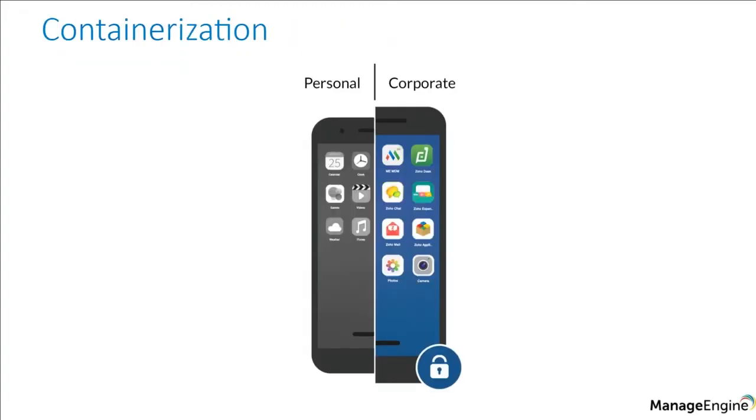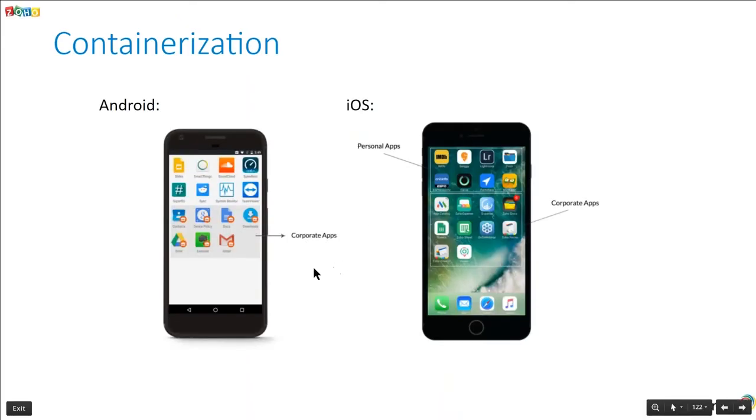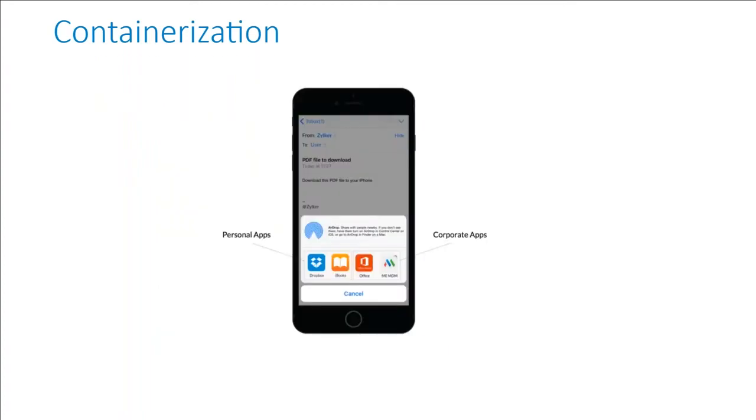Containerization is nothing but the isolation of personal and corporate workspace on your end users' devices. In case of Android devices, once your device is enrolled, a container is created and your corporate apps are denoted by a small briefcase symbol as seen over here. In case of iOS devices, Apple does not permit the creation of such a container. So what happens is that when you try to access your corporate email attachment, you can see that it can be viewed using both your personal apps as well as your corporate apps. This is not an ideal situation for you to be in.